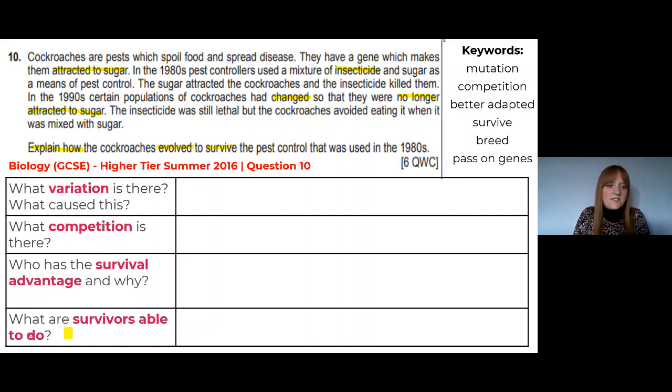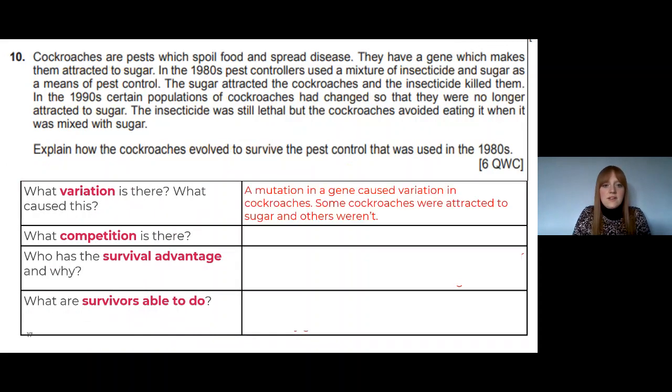Okay, so the first thing that we want to think about then is what is the variation? What is the change in this example? What is the difference between the cockroaches? Well, some cockroaches were attracted to sugar and others weren't. Okay, that's the variation. So the variation in this example is that some cockroaches were attracted to sugar and others weren't. But what caused this variation?